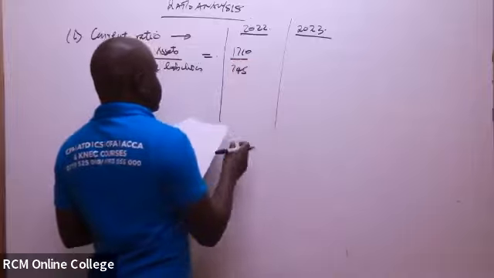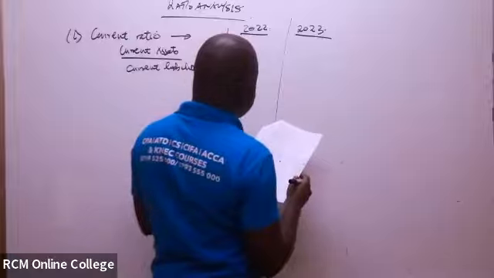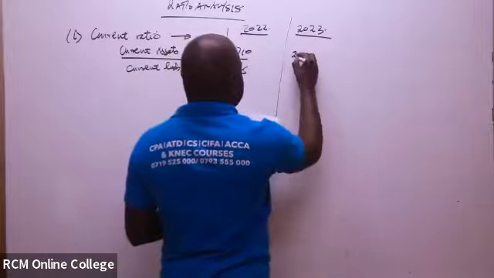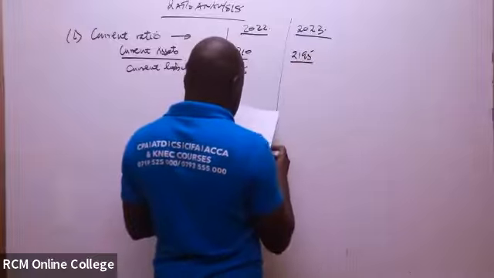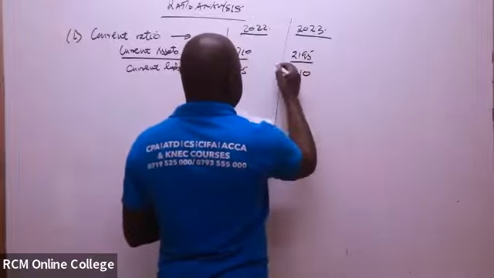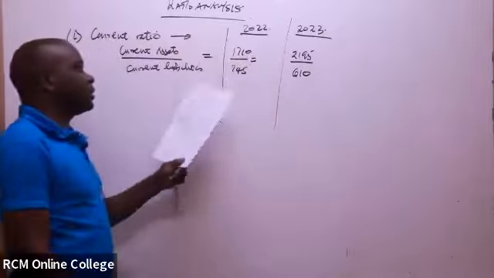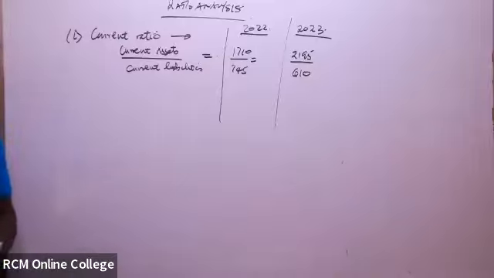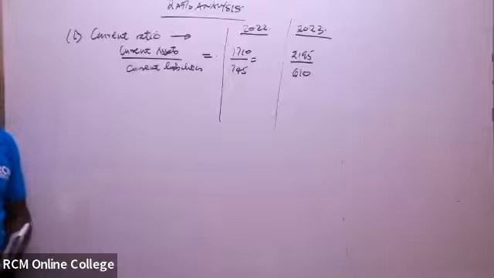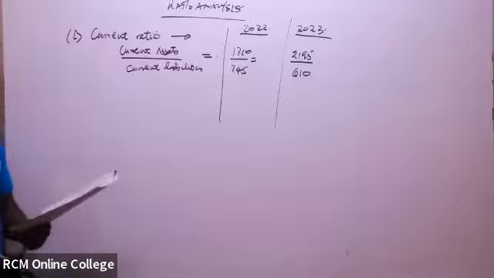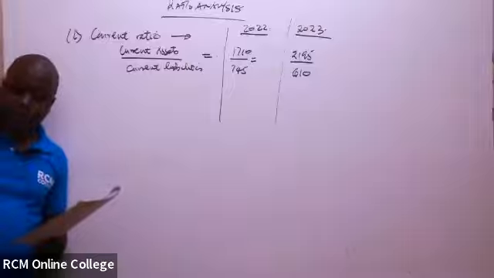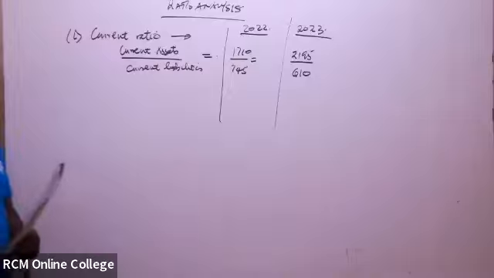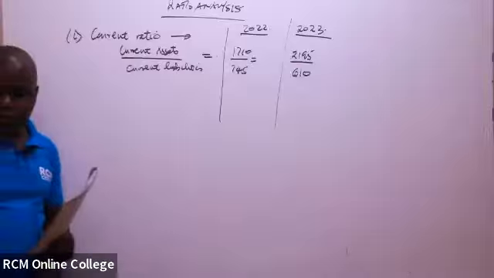Then still the same case, we take the figures for 2023. It will be 2195 over 610. So when you divide this, what do you get? 1710 over 745, you get which figure? It is 2 point something. 2.293.